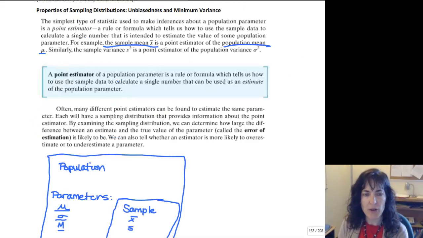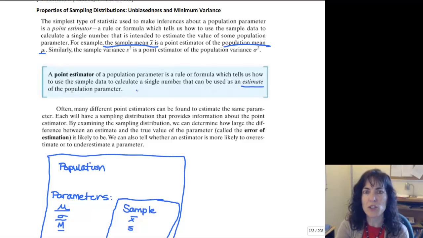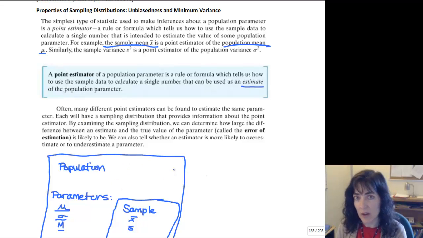Formally, a point estimator of a population parameter is a rule or formula which tells us how to use the sample data to calculate a single number that can be used as an estimate of the population parameter. So really formalizing how you're going to take information from your sample and use it to estimate your population information. And thinking about the turtles again, if we know the mean length of our sample of sea turtles, we can use that to find the mean length of our population of sea turtles. And shell length is what I was talking about.